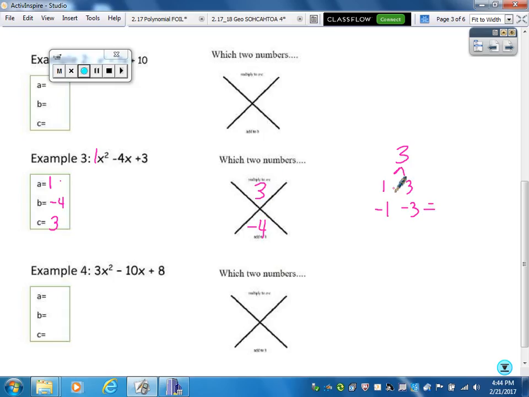So this was the one we were looking for because this one adds to 4, this one adds to negative 4. So we're looking for negative 1 and negative 3. So let's take that up here. We've got our x squared minus 1x minus 3x plus 3. So I still have that negative 4x. It's just in two pieces now.